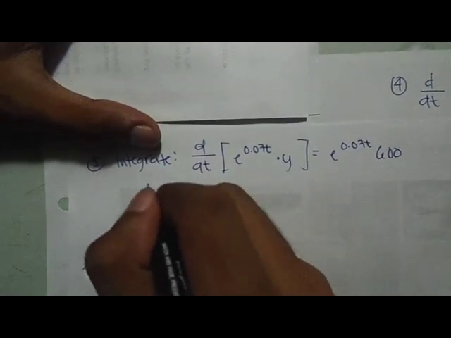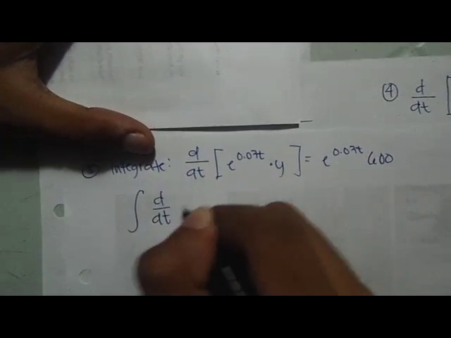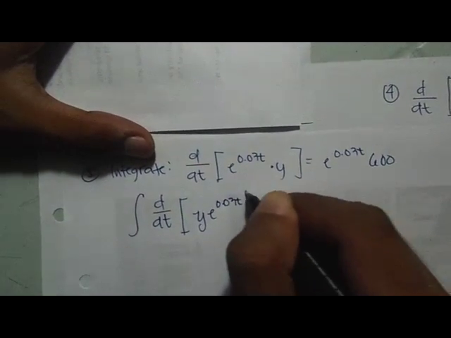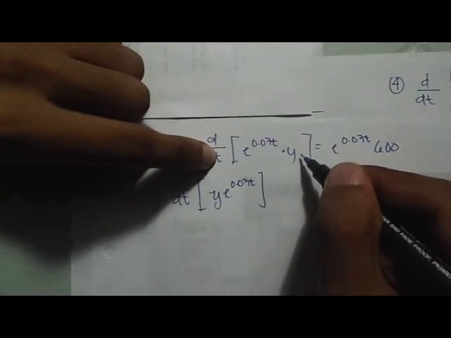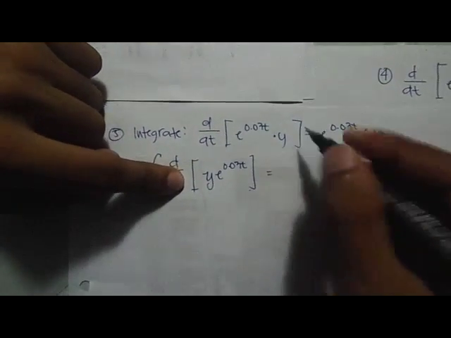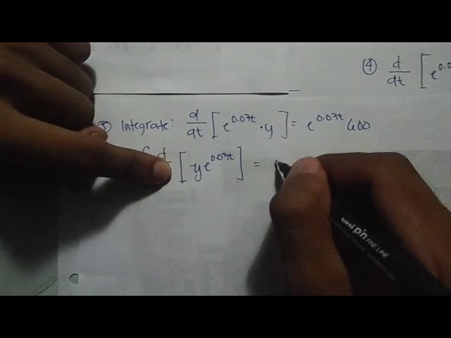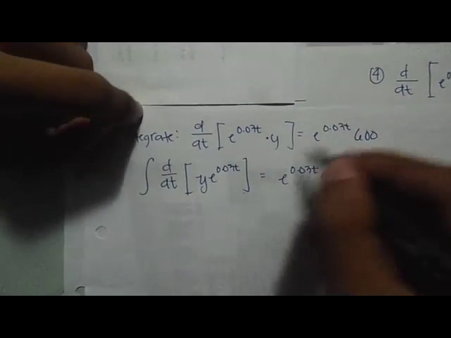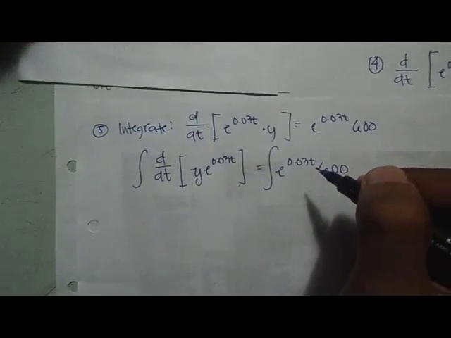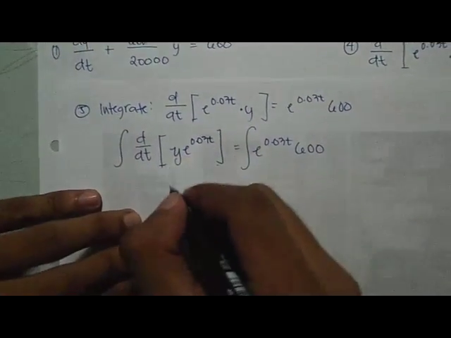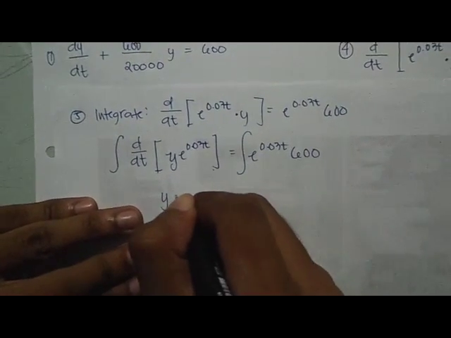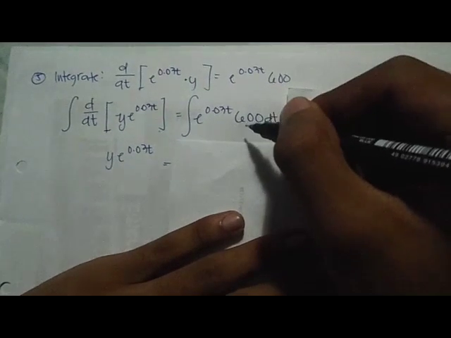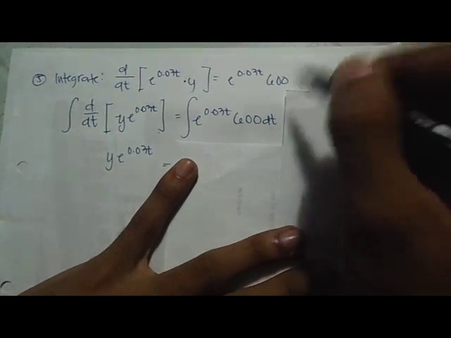So in this case, we now have d over dt of y times e to 0.03t. I just rewrite it into this form for beautification and simplification purposes, times e to 0.03t times 600. Integrate both sides. So in this case, this would automatically be y e to 0.03t. The right side of our equation is the one that is a bit tricky.